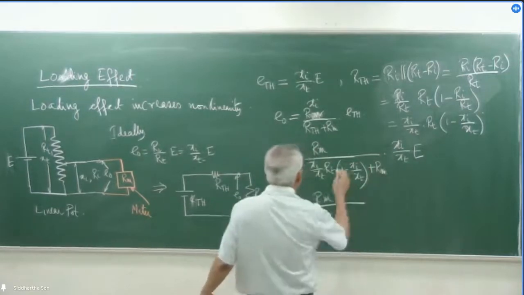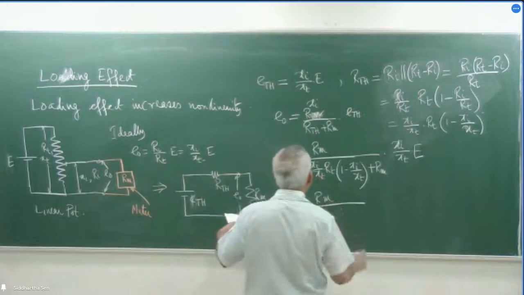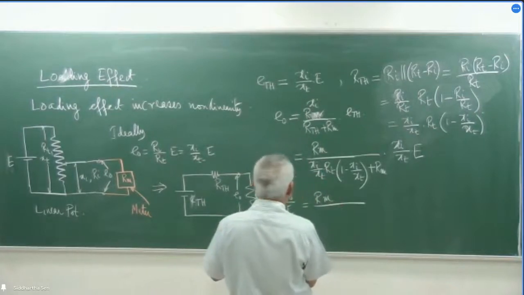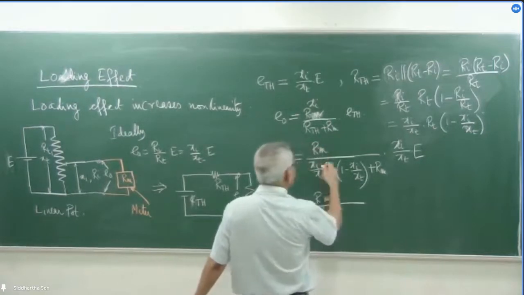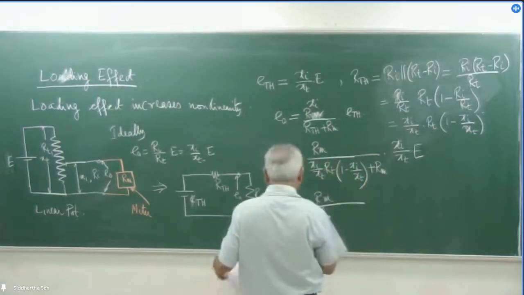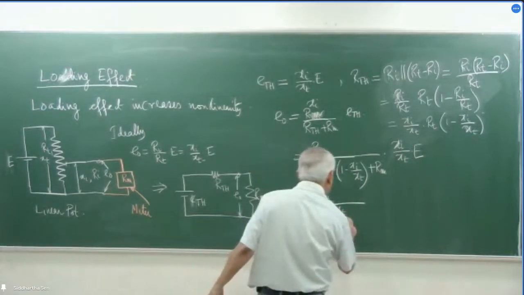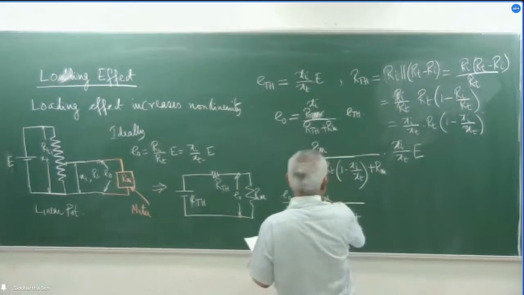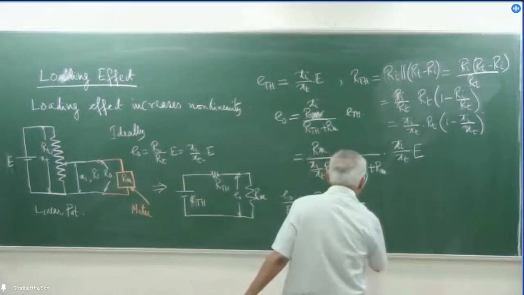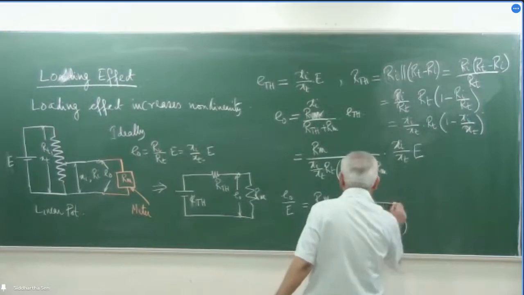Rm divided by, what is it? Rm, I am just putting Xi by Xt, all of them together. So it is Rm into Xt by Xi plus, what is it? This Xi by Xt has gone. So it is RT into 1 minus Xi divided by Xt. Okay?